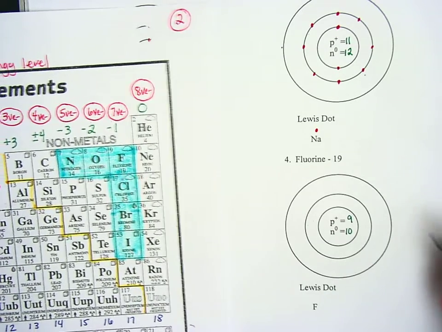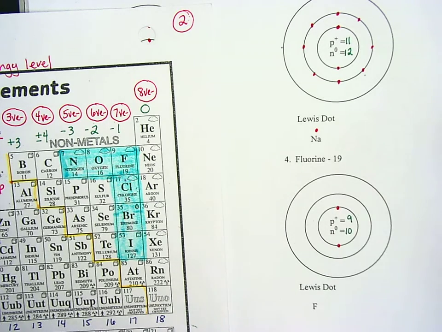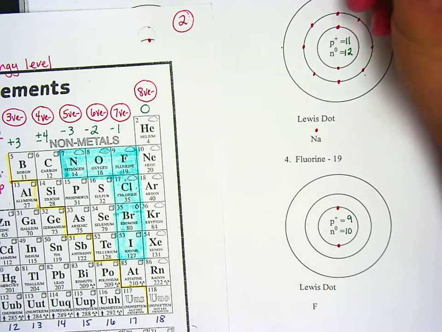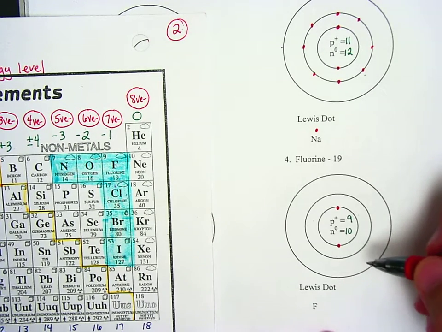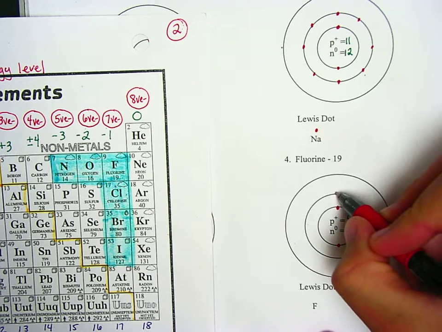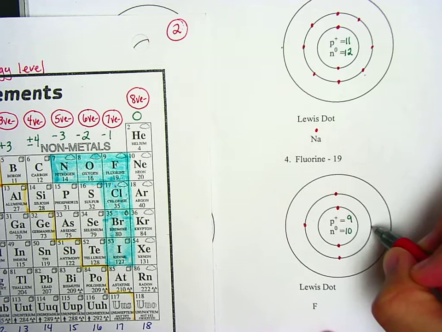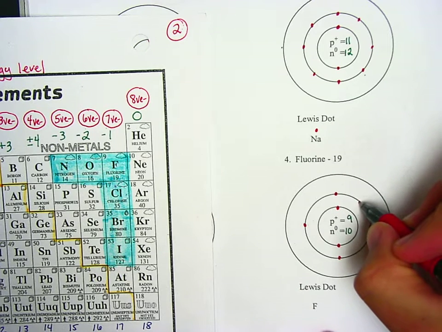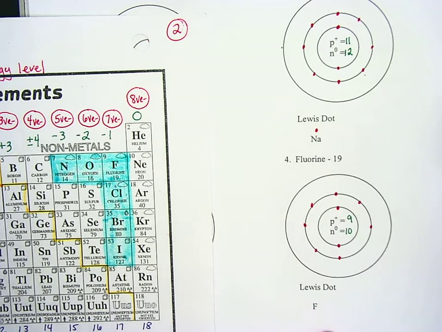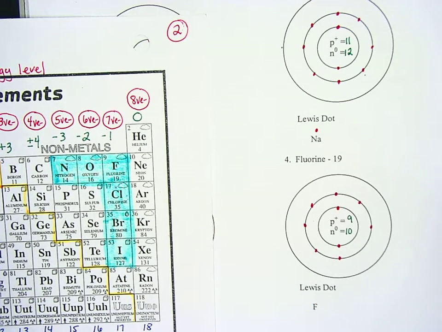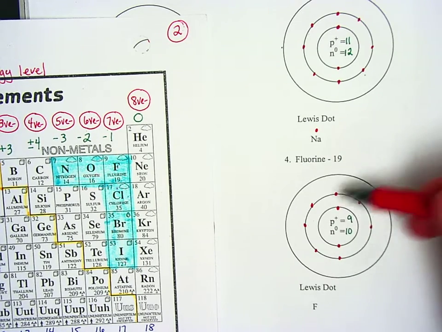So now we have to place 9 electrons. The first level can only hold up to 2 electrons. So we'll go 1, 2. Now the second level can hold up to 8. However, we only need 7 to get a total of 9. So we're going to go 1, here's the second one, 1, 2, 3, 4, 5, 6, 7. So that gives us a total of 9 electrons total. 2 in the first level, 7 in the second level.